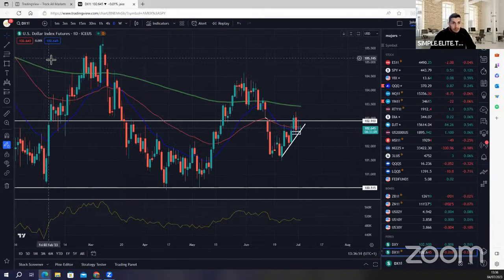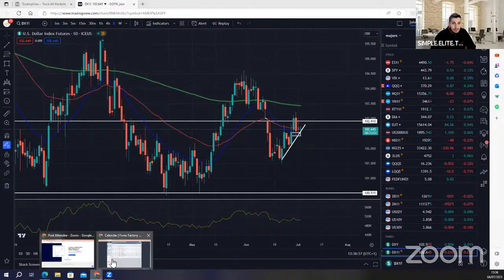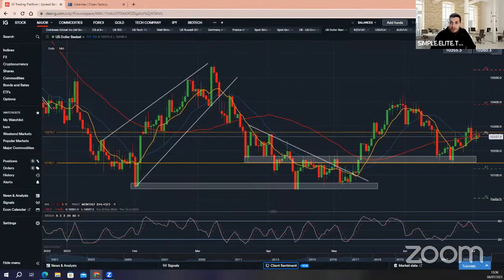This is the XY future chart. I have some alerts on the pound for sure, let me see.